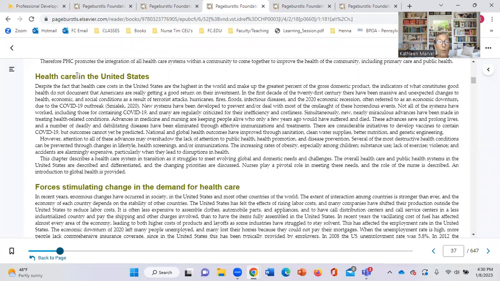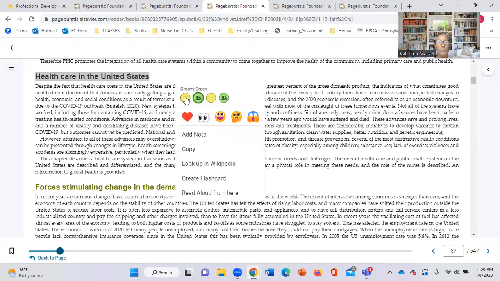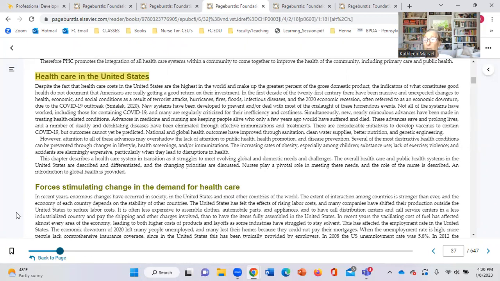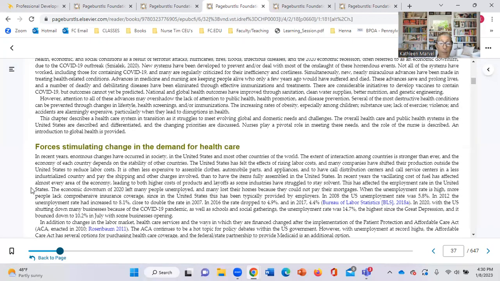So what do we know about healthcare in the United States? We know that the United States spends the most of any country in the world on healthcare. That's just a fact.